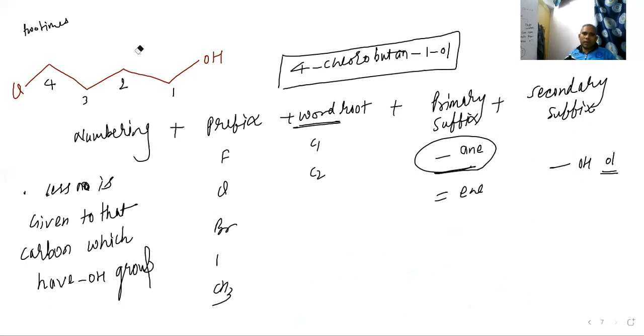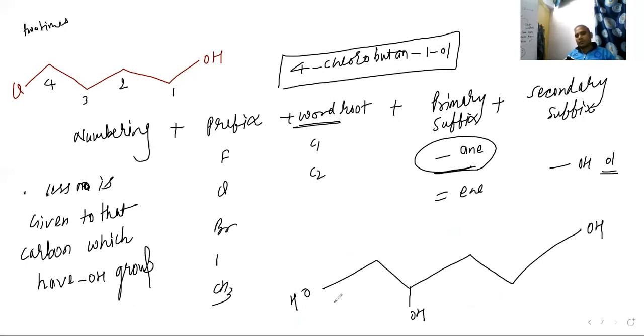Suppose we are writing this one. Here is OH, here is OH, here is OH. Then we also have to start numbering from this side: 1, 2, 3, and 4. Because here two OH groups are nearer, so we started numbering from this side. So tell me the name.